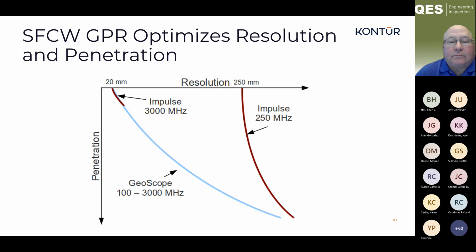The geoscope, which is the blue line in the center, because of the step frequency, allows us to get the best possible resolution for a given depth. And that is one of the great values of this system. Next slide, please.